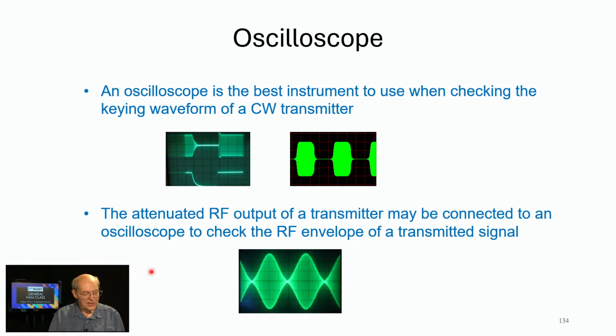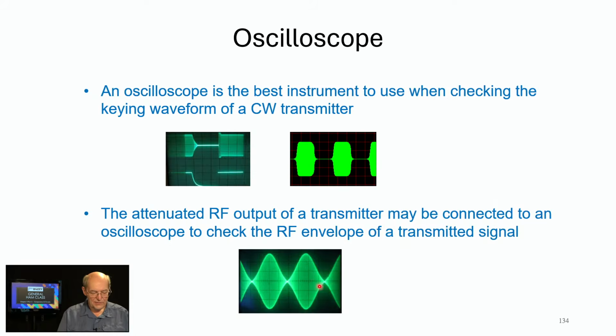Then one more question here. The attenuated RF output of a transmitter may be connected to an oscilloscope to check the RF envelope of a transmitted signal. Now you don't want to connect your oscilloscope directly to your transmitter output because you might blow up your oscilloscope. So that's what they mean by the attenuated RF output of a transmitter through some kind of a coupling device.